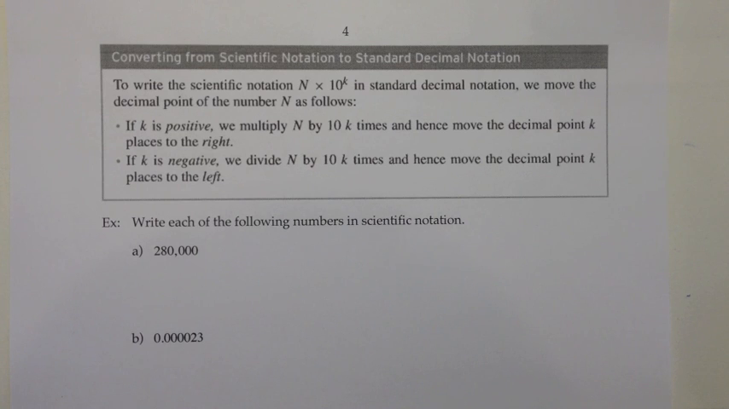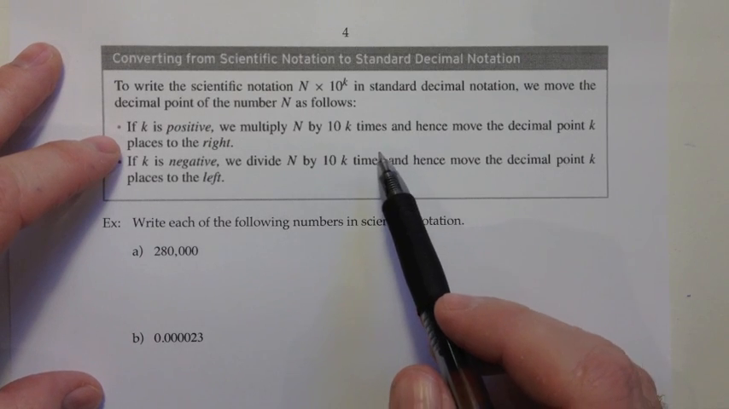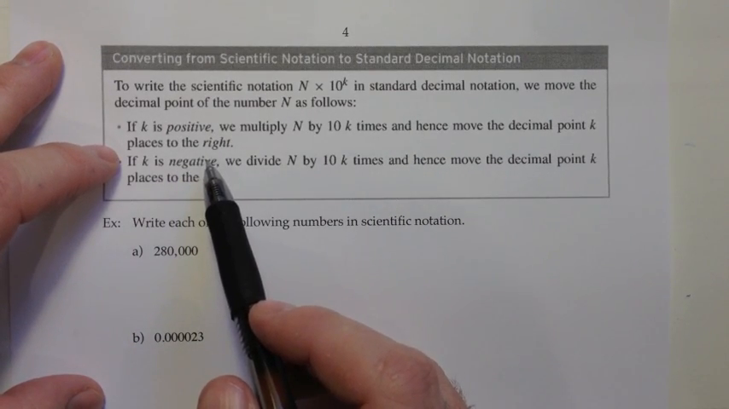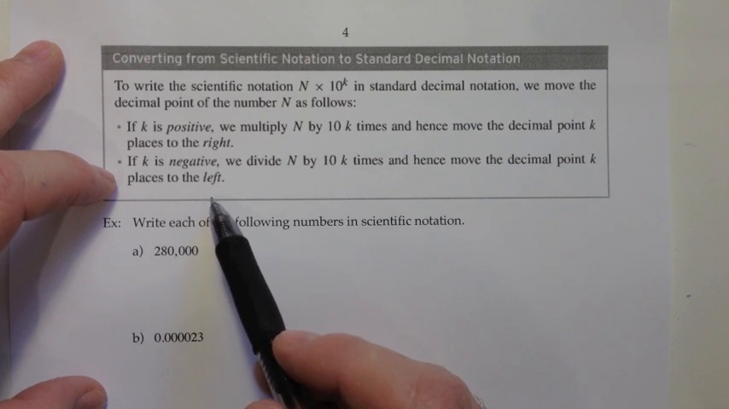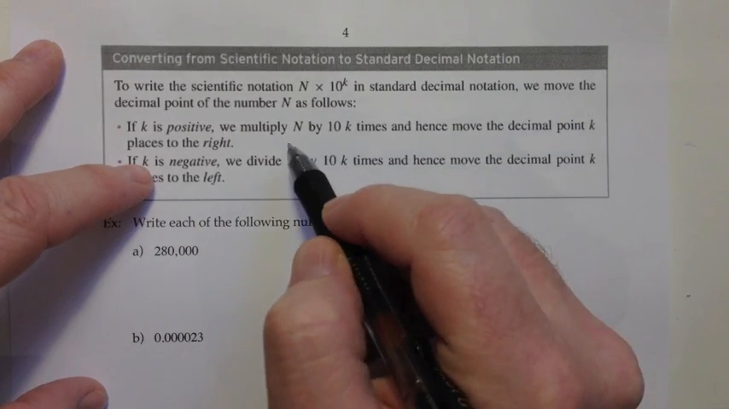I think that rule is pretty good. I would just caution you against memorizing this only. So I think if you said if k is positive, I'm going to move to the right, and if k is negative, my decimal is going to move to the left, I think that's really easy to get mixed up. So I think the middle part is very important.